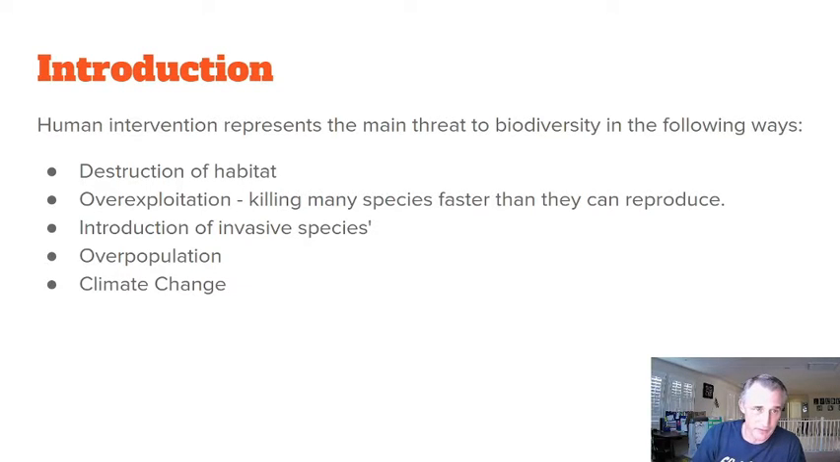So human intervention represents the main threat to biodiversity in the following ways. Habitat destruction, and we'll talk about that as we go through these notes. Overexploitation, if we're killing many species faster than they can reproduce, if we're overhunting, overfishing certain areas. Introduction of invasive species. A lot of times this happens on an accidental basis. We don't mean to move or transport an invasive species. Think about like the zebra mussels. You see signs all the time at Lake Mead and stuff that talks about, watch out for hitchhikers, and it talks about zebra mussels that can be transported on the bottom of your boat from one location to the next. Overpopulation, human overpopulation. And then we'll talk a little bit about climate change as well. And we'll give some examples towards the end.